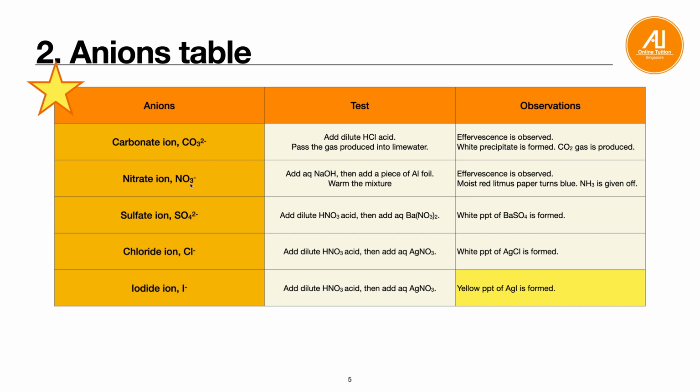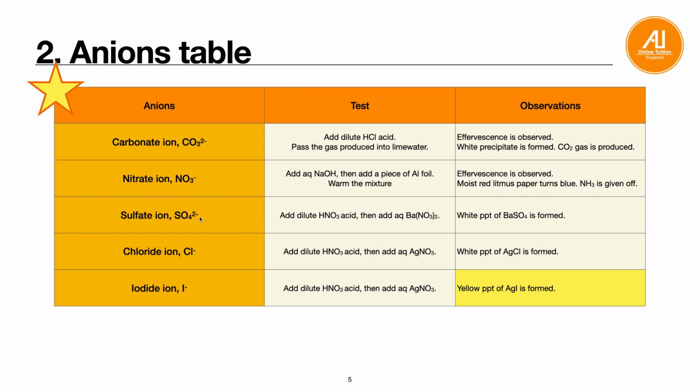Next one, how you test for nitrate ions. So you have to add three things in, okay, aqueous NaOH, and then aluminum foil, and then you need to warm the solution. So these are the three keywords. Okay, observation, effervescence is observed, and then the moist red litmus paper will turn blue. So how do you test for ammonia gas, NH3?